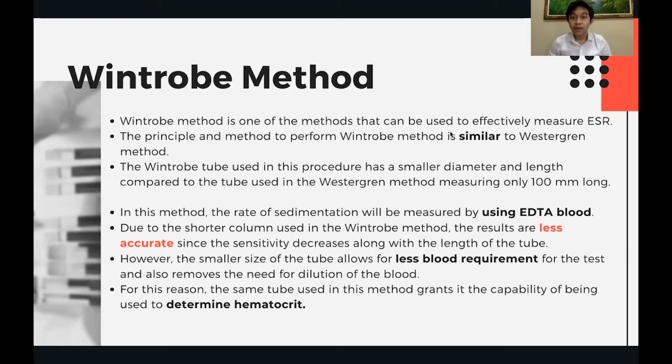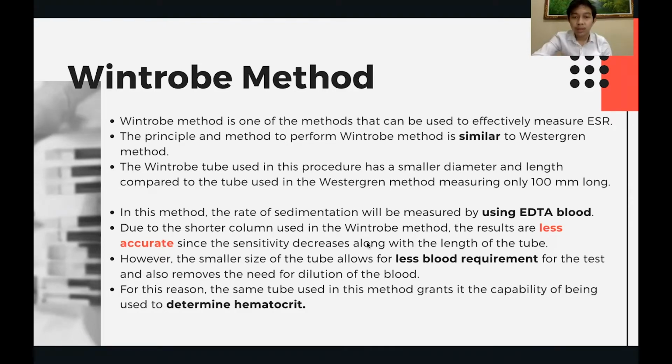So the Wintrobe method. Wintrobe method is one of the methods that can be used to effectively measure ESR. The principle and method of this procedure is similar to that of the Westergren method. The Wintrobe tube used in this procedure has a smaller diameter and length compared to the tube used in the Westergren method, measuring only 100 millimeters long. In this method, the rate of sedimentation will be measured by using EDTA blood.